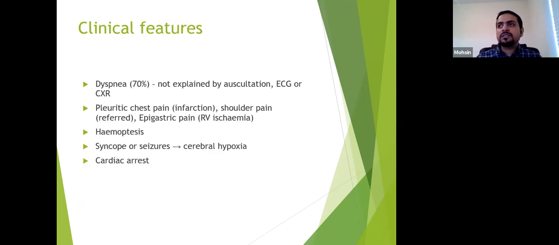Clinical feature wise, 70% of them present with acute shortness of breath or dyspnea. And the differentiating part from other causes of dyspnea, which can be quite a lot, is that they are not explained by your examination findings, ECG finding, or chest X-ray. So a person who's coming very breathless, you examine him, is short of breath, is obviously in respiratory distress sometimes, but their chest is clear. You don't hear any wheezes, crackles, or any other findings.